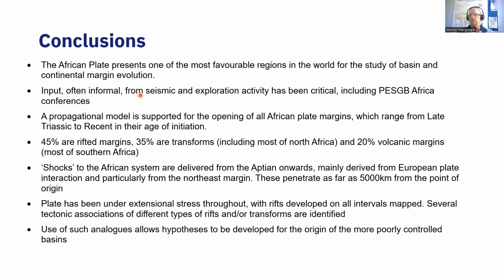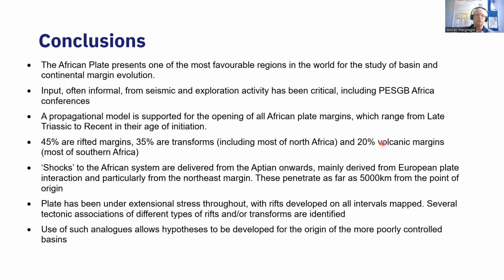We do seem to be showing that all margins are propagational. So talking of an age for an ocean is a simplification. Usually it's propagating, going in jumps, hitting a transform, stopping there, waiting 3 or 4 million years, then taking another jump to another transform. 45% are rifted margins, and surprisingly, a lot of margins are transform and volcanic margins, particularly in Southern Africa.